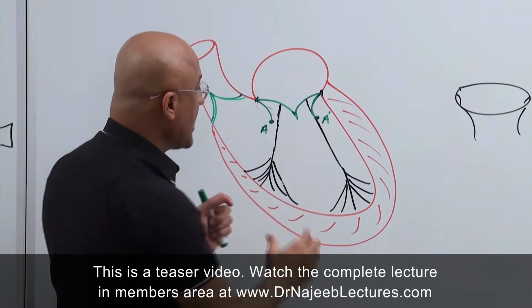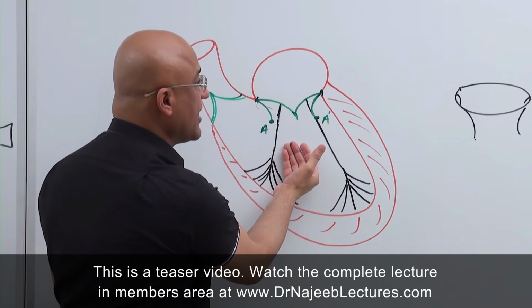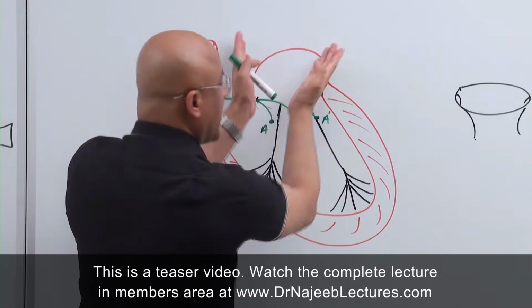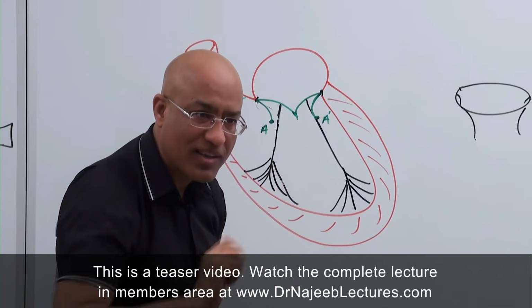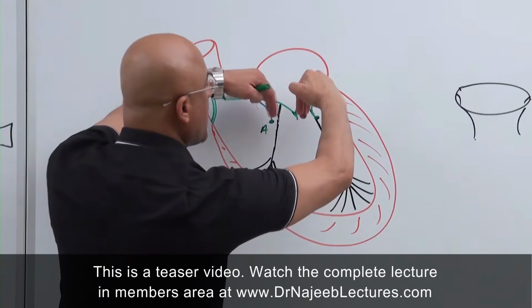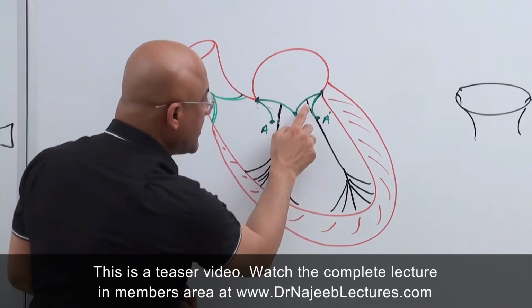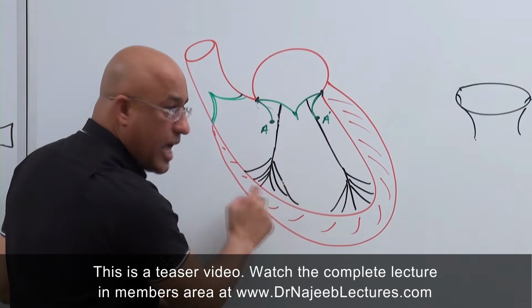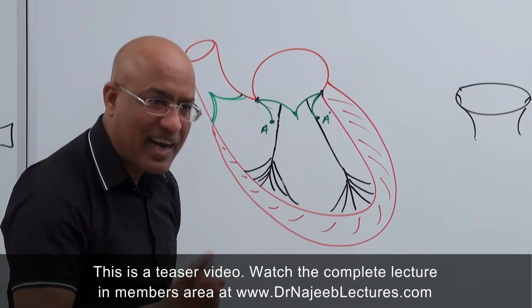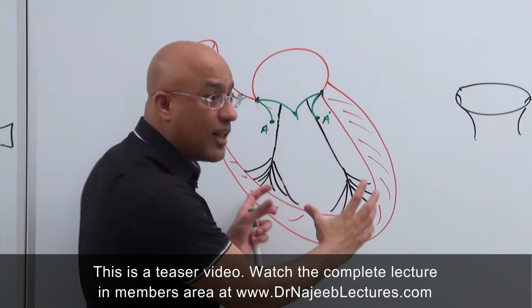But the problem is that pressure here is rising so rapidly that leaflets may evert, and nature does not want this. So what happens to prevent the eversion of these leaflets? There is chorda tendineae and papillary muscle. So at that very moment, the papillary muscle also contracts.